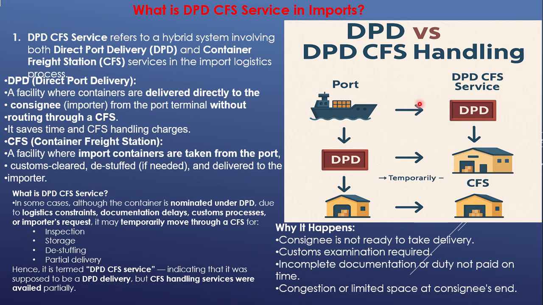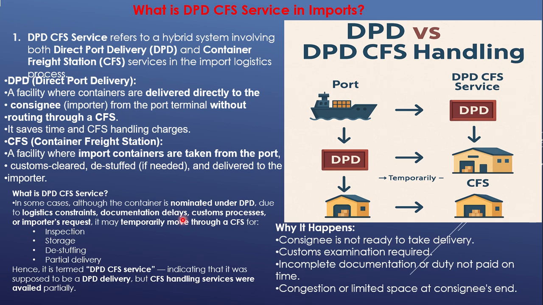This is also a DPD service facility, where the goods are delivered directly to the CFS. In some cases, although the containers are nominated under DPD, there may be a logistic constraint from the importer, so they inform the shipping line to deliver the goods to the CFS. What is the constraint? A constraint like document delay. If the document is not available, the customs will not out-of-charge the shipment, so we need to nominate under DPD CFS.